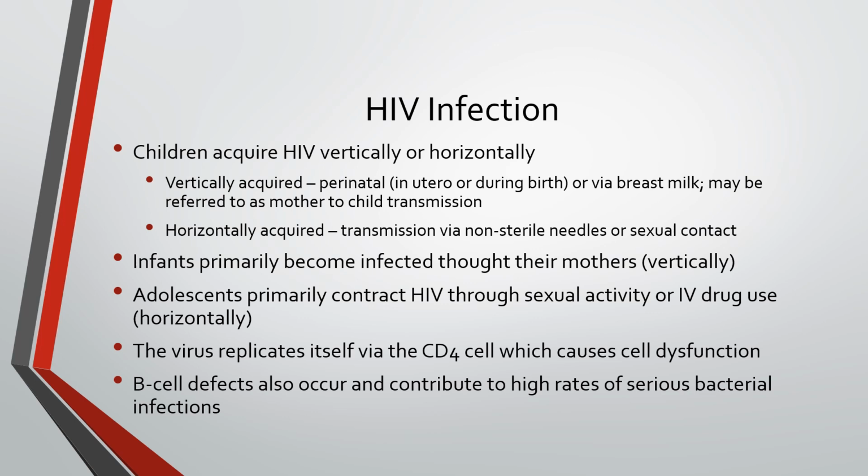The virus replicates itself via the CD4 cell, which causes cell dysfunction, and then the B cell defects also occur and contribute to high rates of serious bacterial infections. Opportunistic infections occur due to T cell and B cell defects. Progressive HIV encephalopathy in children advances those neurological symptoms that will occur before immunosuppression happens.